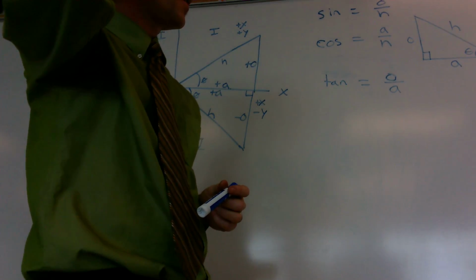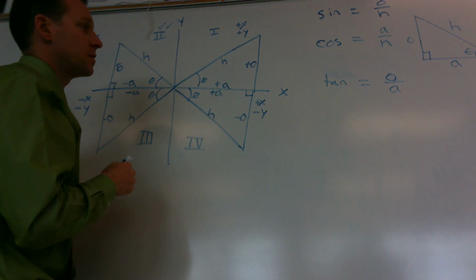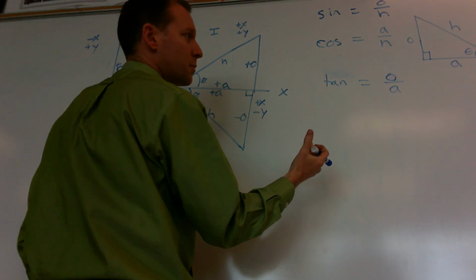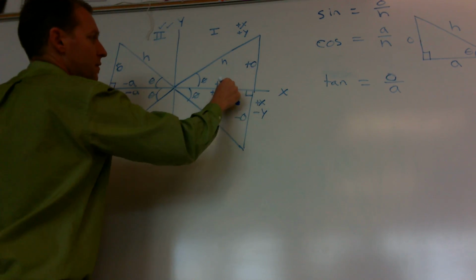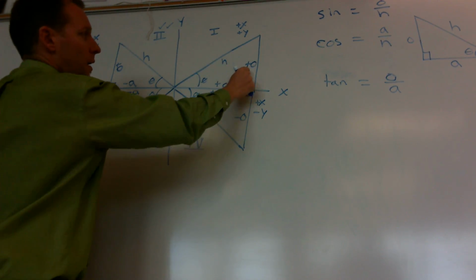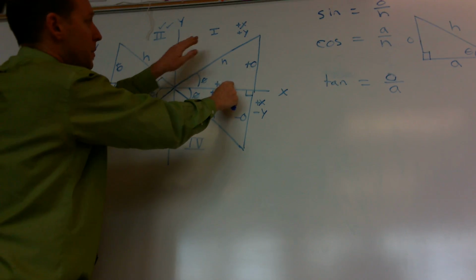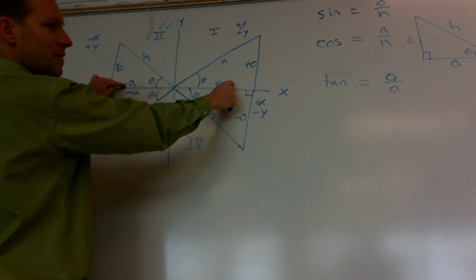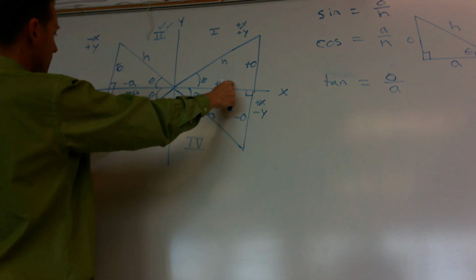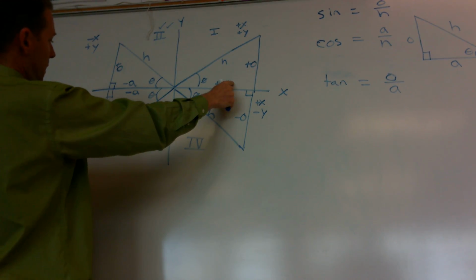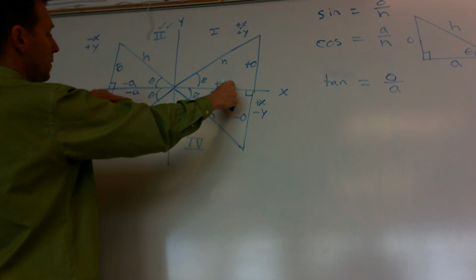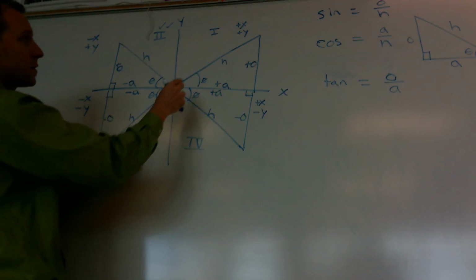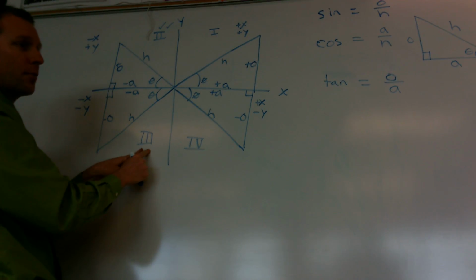Last one, 5c says tangent theta is greater than 0. So greater than 0 just means tangent is positive. So opposite over adjacent, it could be quadrant 1. It couldn't be quadrant 2 because that would give us a negative tangent. It could be quadrant 3 because a negative over negative is a positive. So it could be quadrant 1 or quadrant 3.